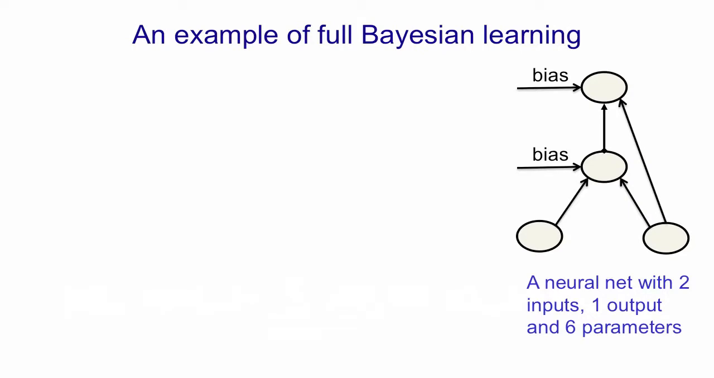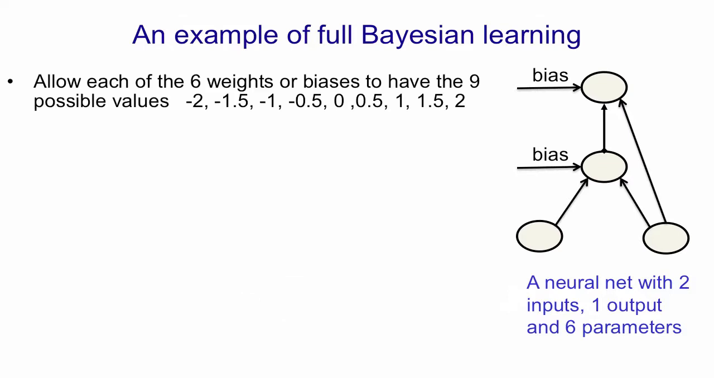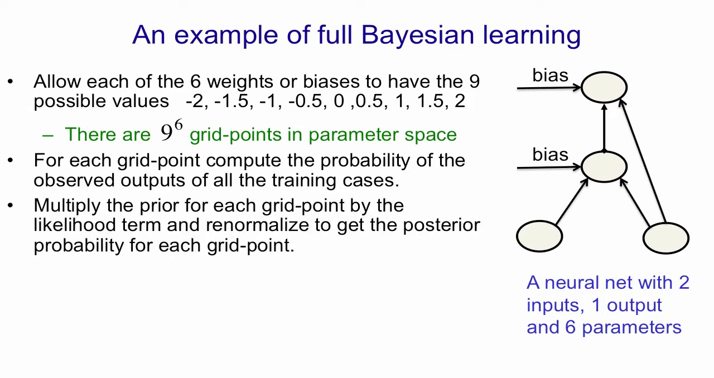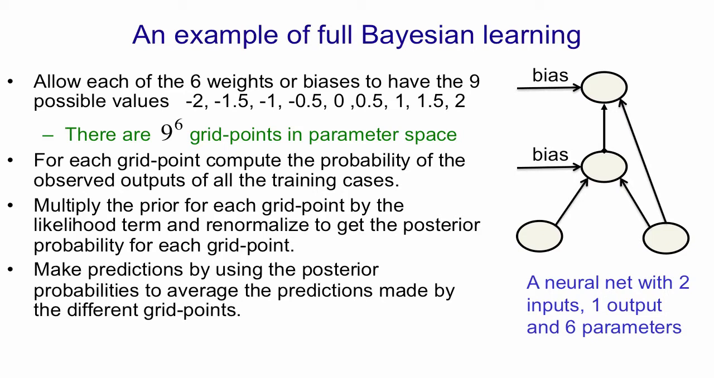So here's a picture of full Bayesian learning. We have a little net here that has 4 weights and 2 biases. If we allowed 9 possible values for each of those weights and biases, there'd be 9 to the 6 grid points in the parameter space. It's a big number, but we can cope with it. For each of those grid points, we'd compute the probability of the observed outputs on all the training cases. We'd multiply by the prior for the grid point, which might depend on the values of the weights, for example, and then we'd renormalize to get the posterior probability over all the grid points. Then we make predictions using those grid points, weighting each of their predictions by its posterior probability.